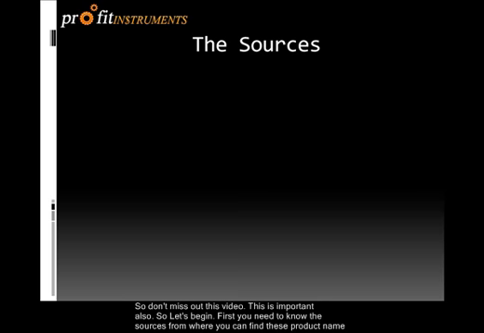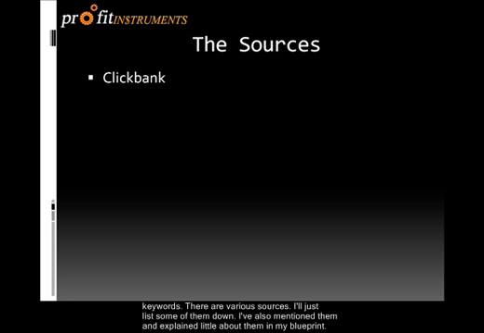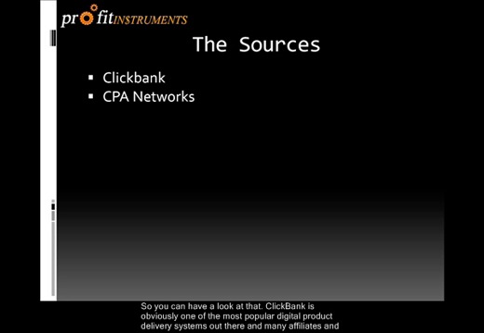So let's begin. First you need to know the sources from where you can find these product name keywords. There are various sources. I'll just list some of them down. I've also mentioned them and explained a little about them in my blueprint, so you can have a look at that. ClickBank is obviously one of the most popular digital product delivery systems out there, and many affiliates and vendors are on ClickBank, so this is one definite place where you can check out.